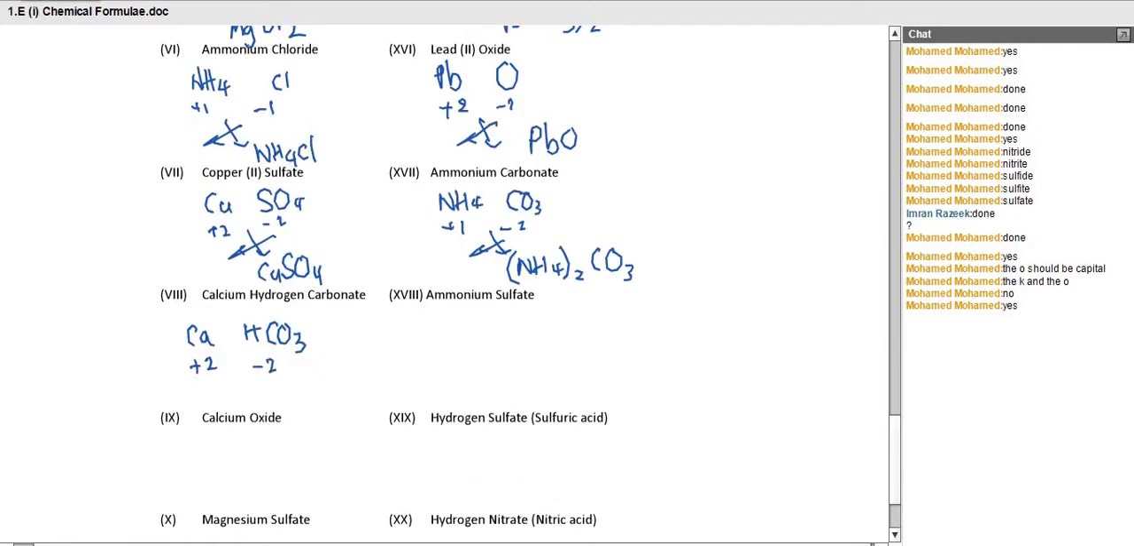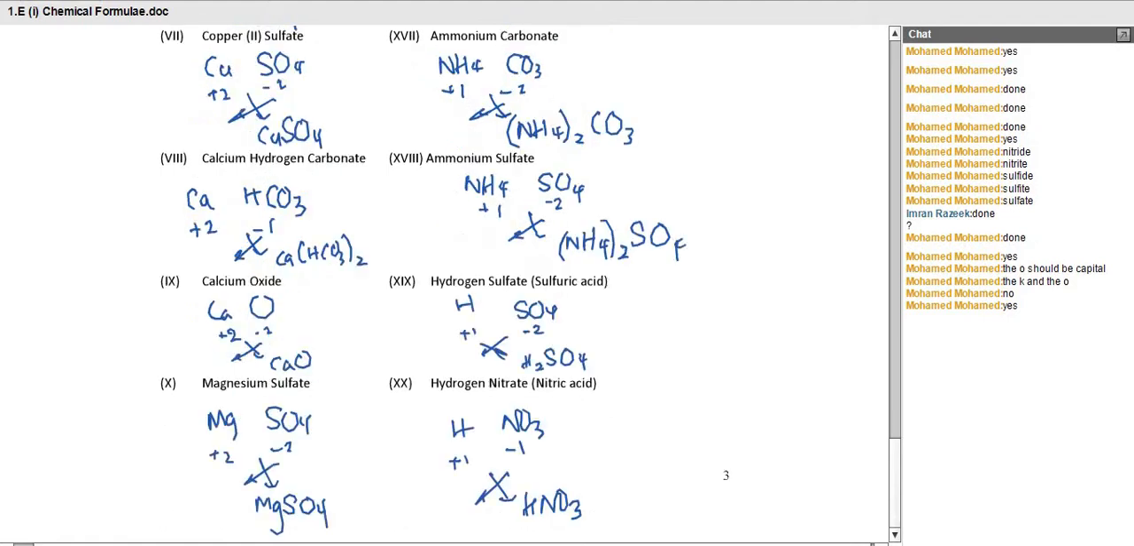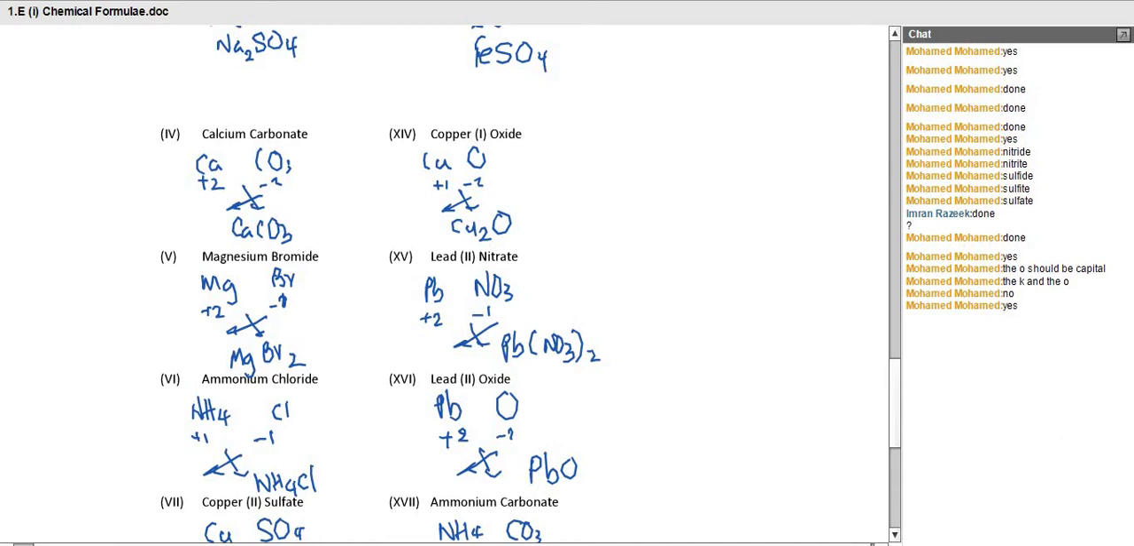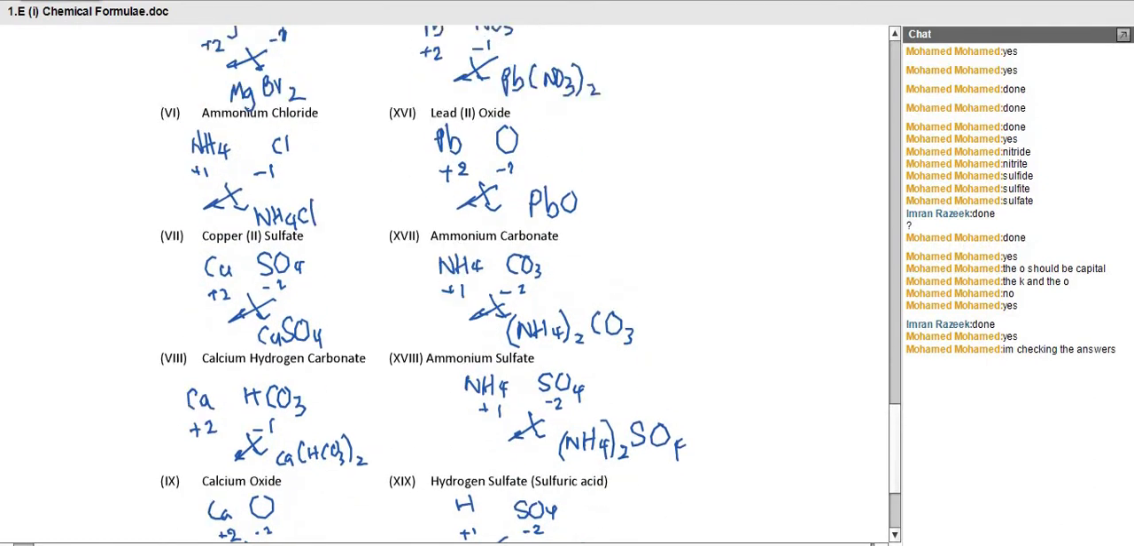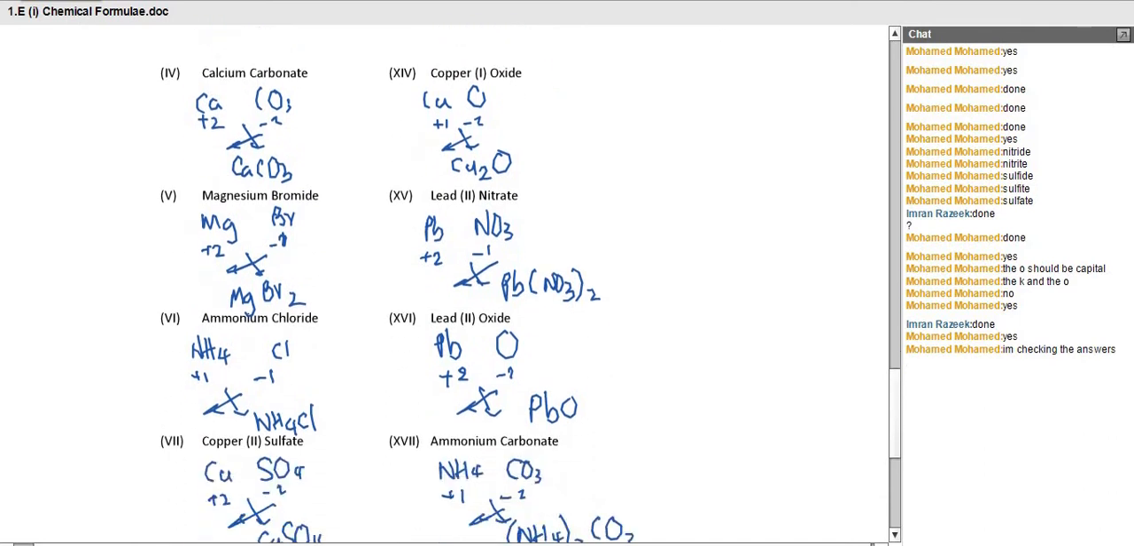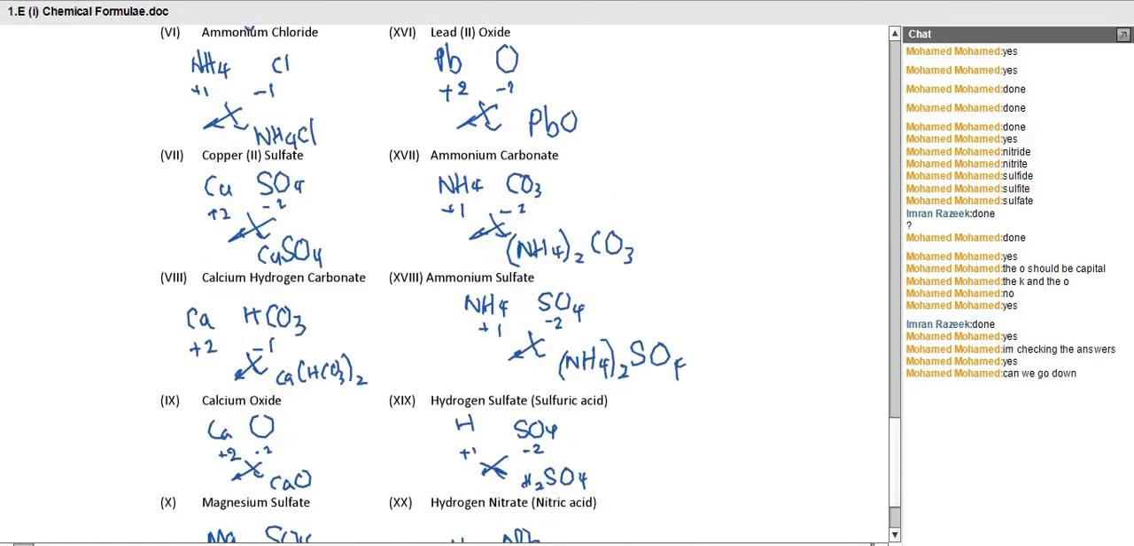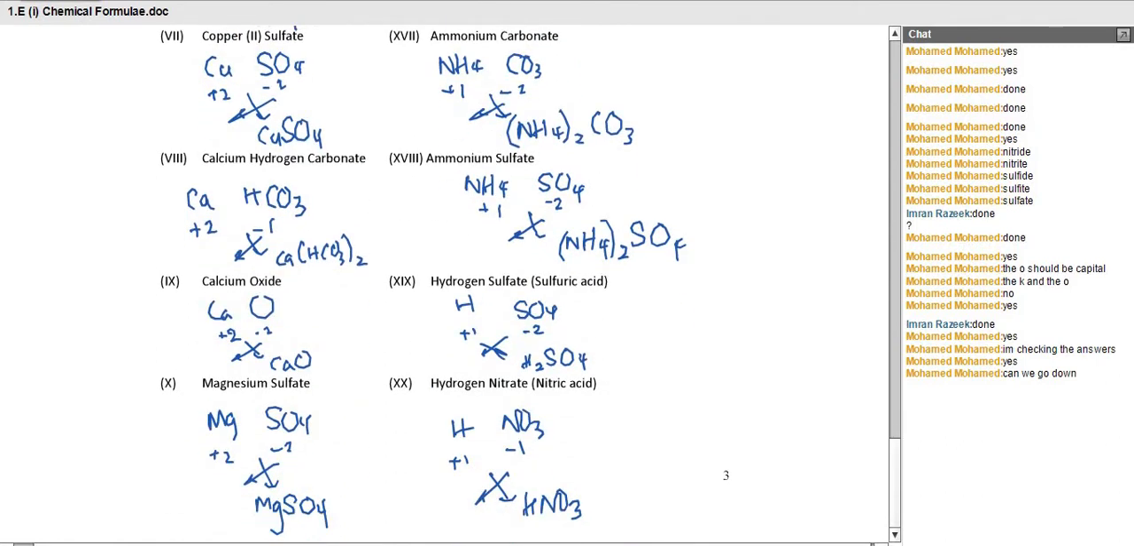Potassium bicarbonate, right? If you are done, you can please check the answers. Check the answers, please. Shall I move the board? Don't correct it. Let me know. I need to explain why it's wrong. Anything got it wrong?